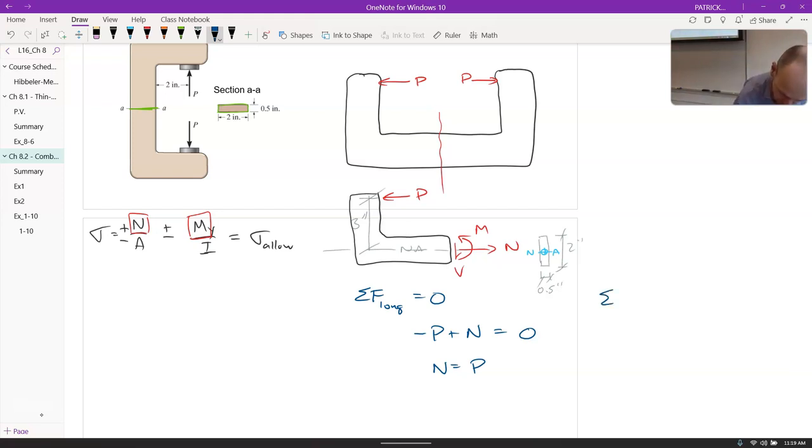Then I'm going to do sum of moments about the cut face equal to zero. So at the cut face, I've got my moment, M. And then I have a moment due to the force P. That moment due to force P is just P times that perpendicular distance, plus P times 3 inches, is equal to zero. So my moment is equal to minus 3P. That minus just means that the moment's in the opposite direction.